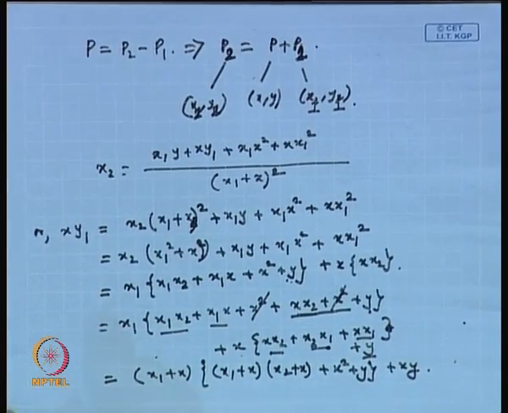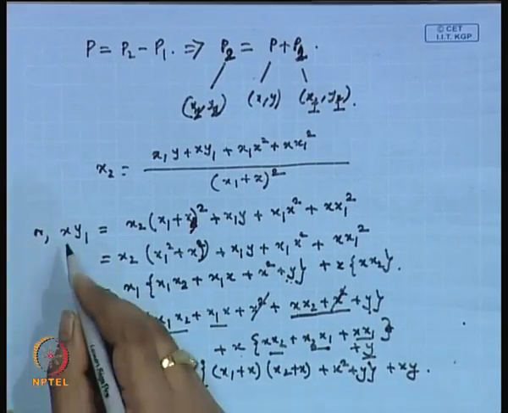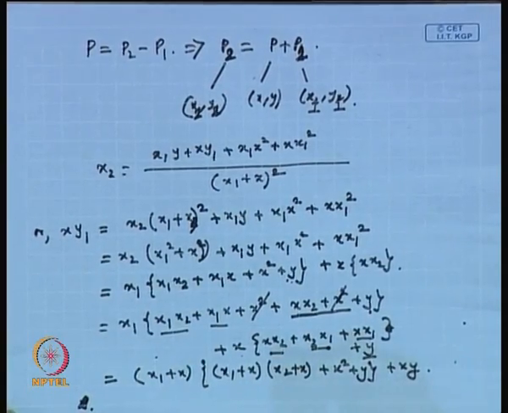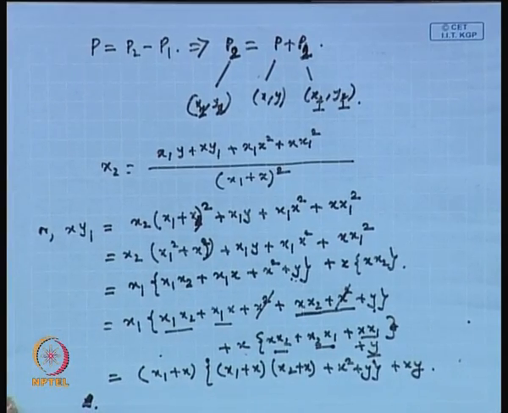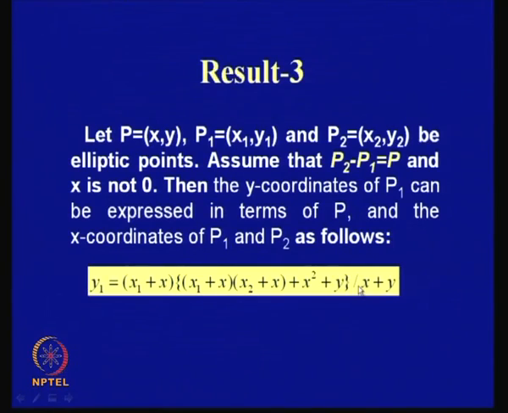Okay. So, therefore, now you can actually obtain y 1 from here. You can just take this and divide it by x, and you should get the y 1 value. That is what is written over here: y 1 is equal to x 1 plus x multiplied by x 1 plus x into x 2 plus x square plus y, divided by x, plus x y by x. So, that is y.